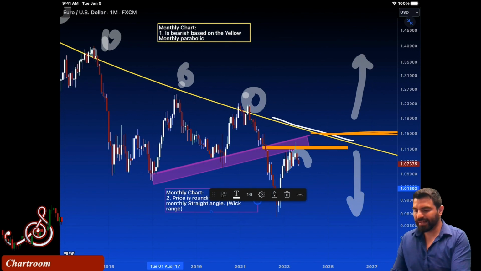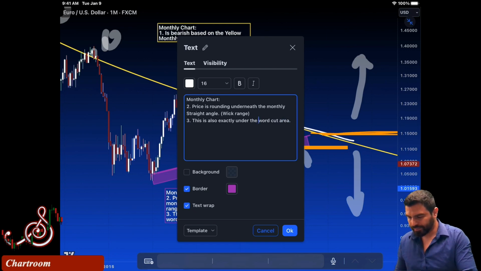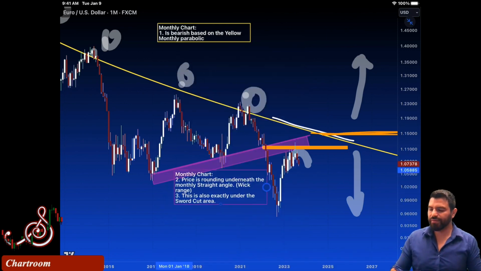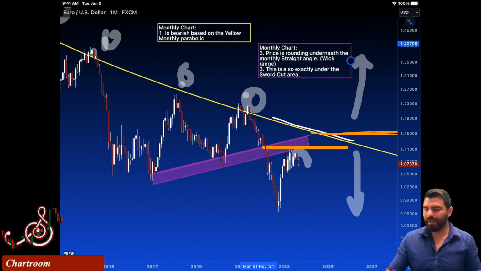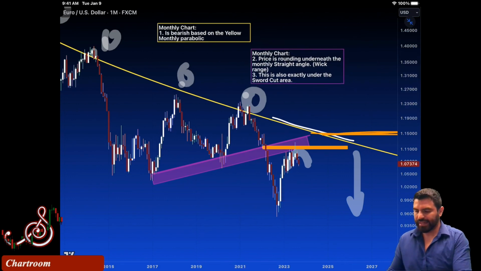So we can see this is also under number 3. This is also exactly under the sword cut area. Okay. So we have 3 major reasons for weakness. Why we want to be betting that the price is going down.